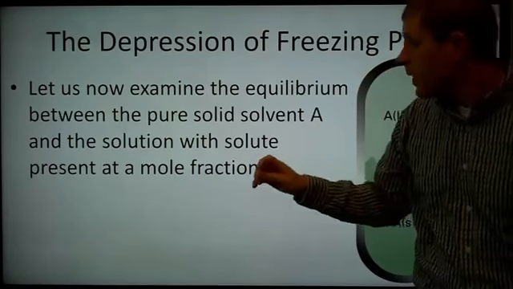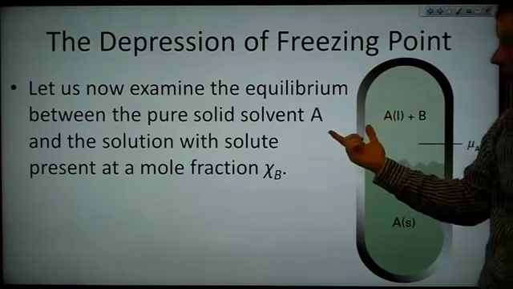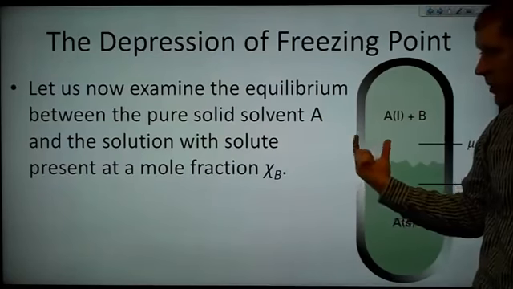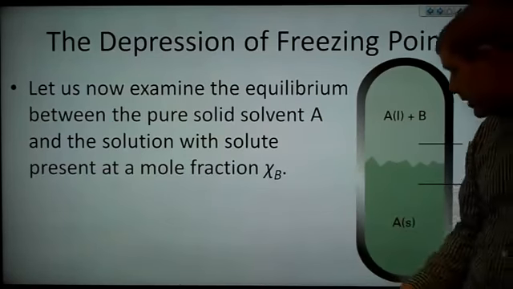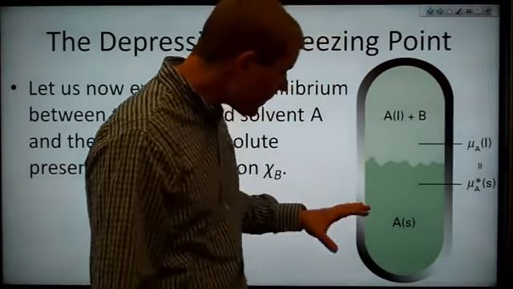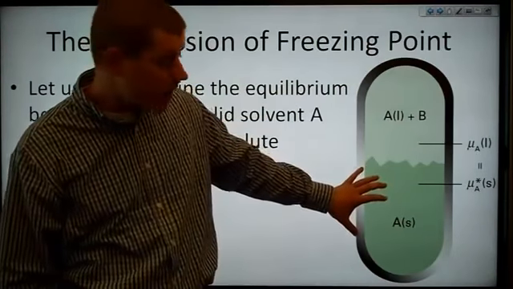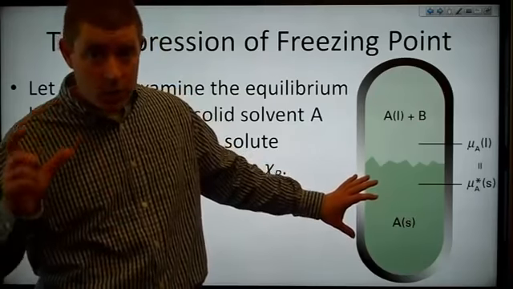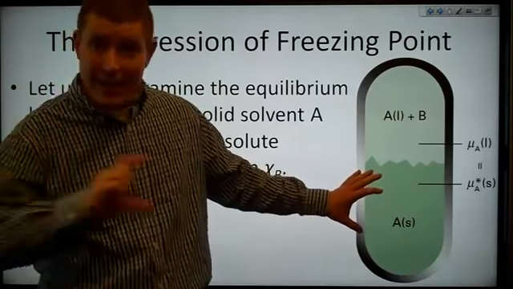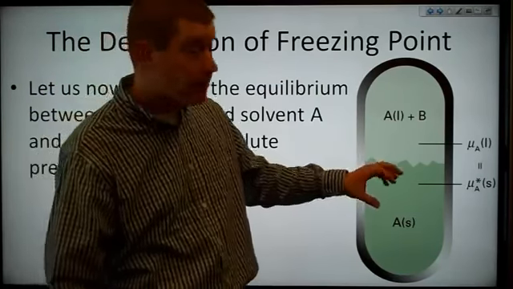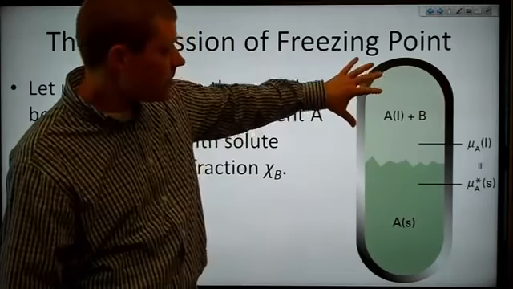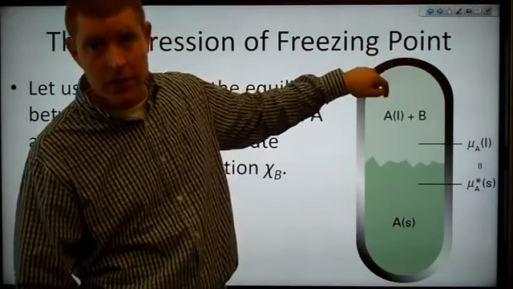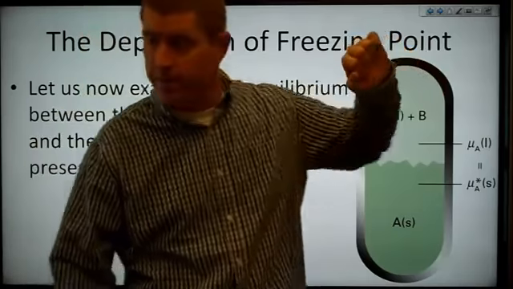Alright, so now let's look at the equilibrium between the pure solid solvent A and the solution with solute present at a mole fraction Chi B. So again, we have solid A, and that's pure, because again we're assuming that our solute B is not dissolving in the solid A. And then we have our solution, so we have our liquid A mixed with B. Right? So A is our solvent, B is our solute.